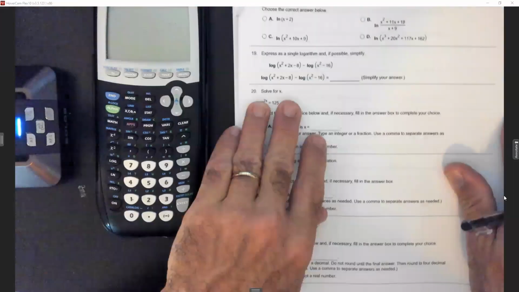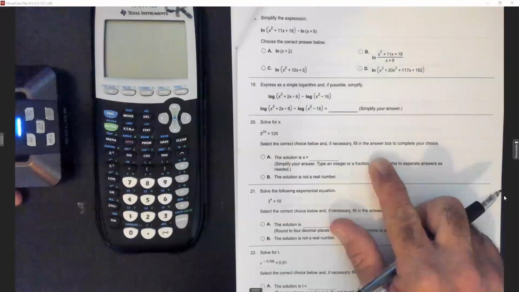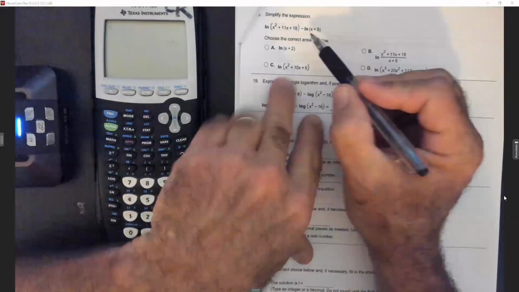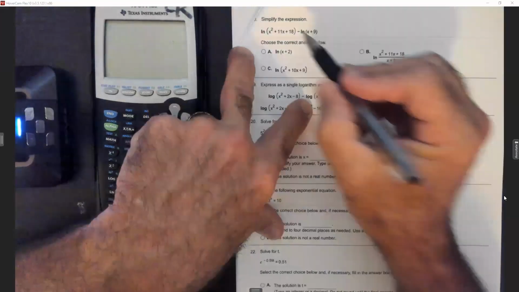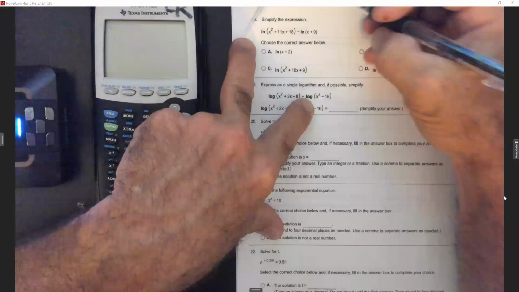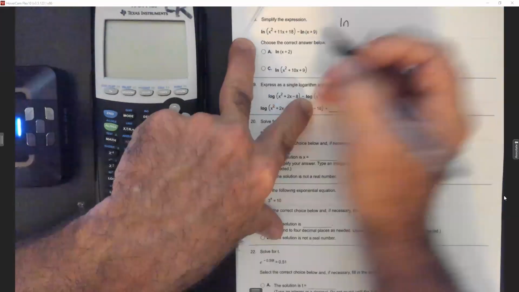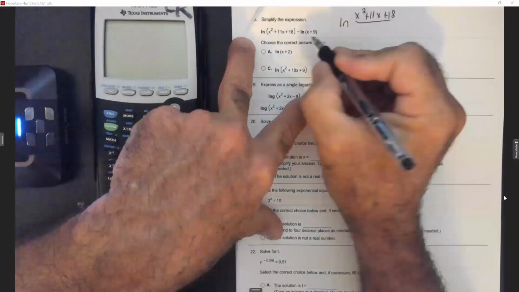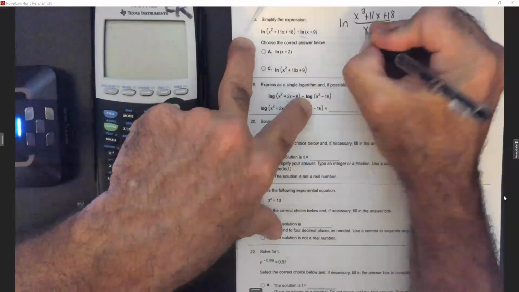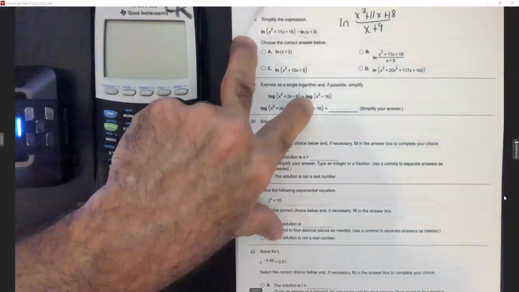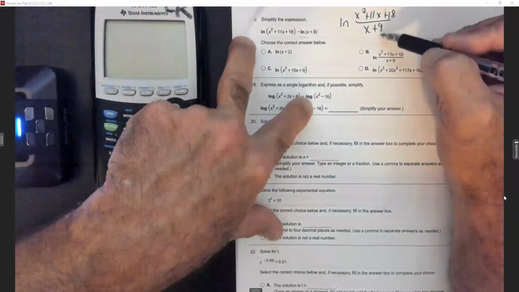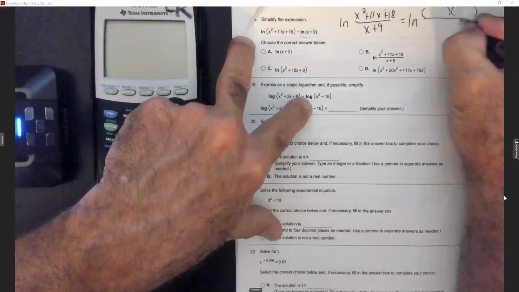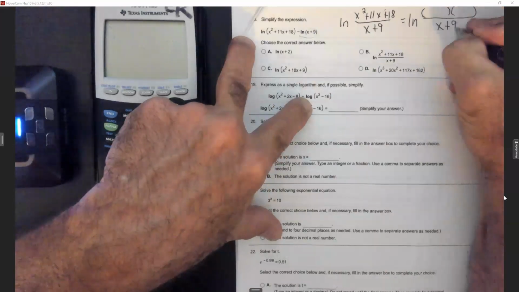So this one says, simplify the expression. So that means write it as a single log and then simplify everything you can. These are both LNs, so you'd bring over the LN. Since this part's positive, it would be on top: x squared plus 11x plus 18. Since this part's being subtracted, the x plus 9 would go to the bottom. But y'all, we can simplify this part. So this is going to equal ln. Put parentheses on top because you're going to factor that top. And then the bottom is an x plus 9. You can't do anything with the x plus 9.